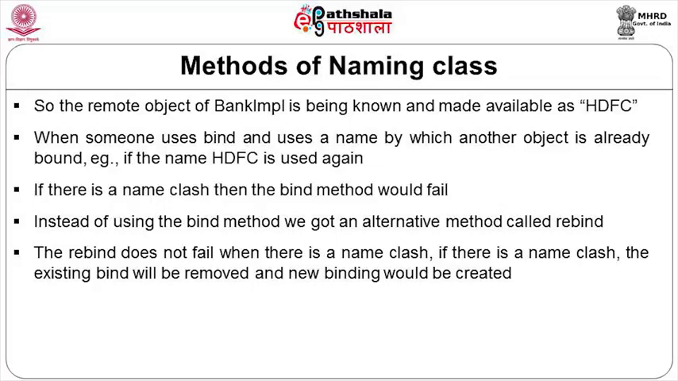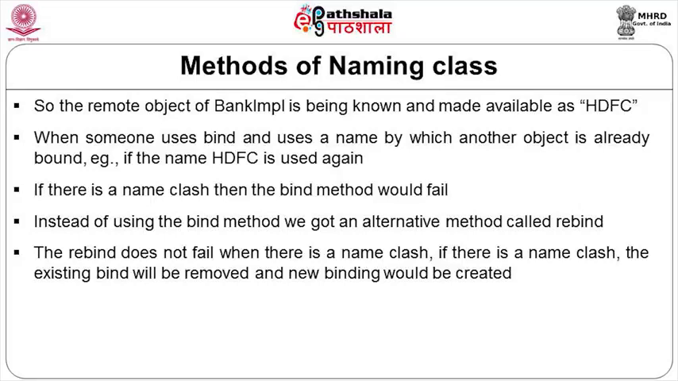So instead of using the bind method, we have an alternative method called rebind. In case of rebind, it does not fail if there is a name clash. Instead, if there is a name clash, the original binding which was existing would be removed and the new binding would be in effect. So rebind doesn't fail if there is a name clash, whereas the bind method would throw an exception; rebind would not throw an exception just because of a name clash.